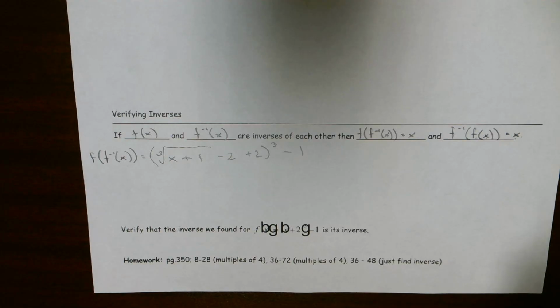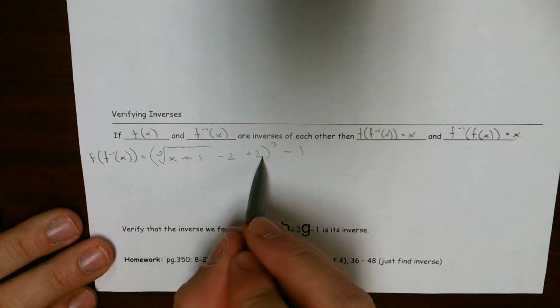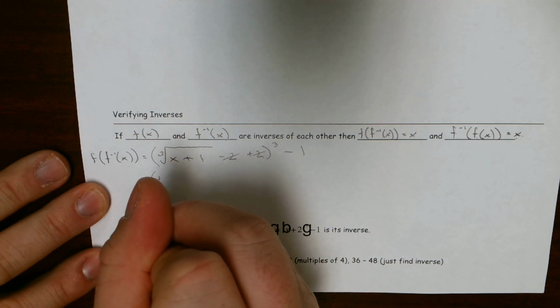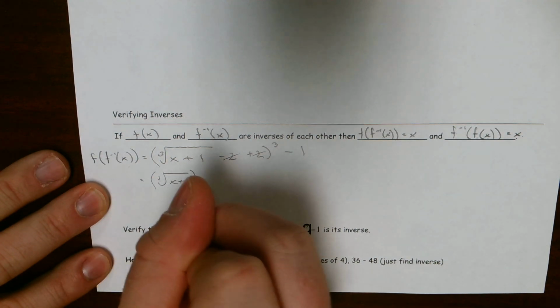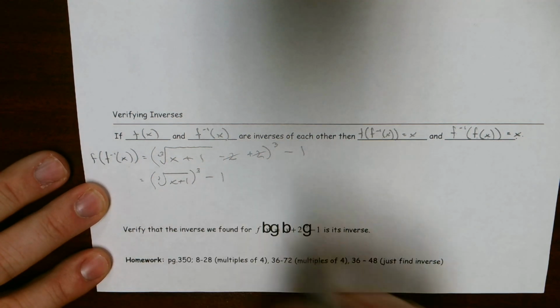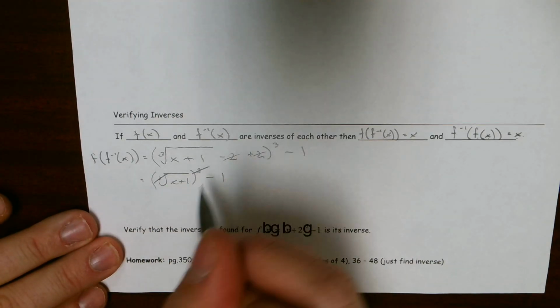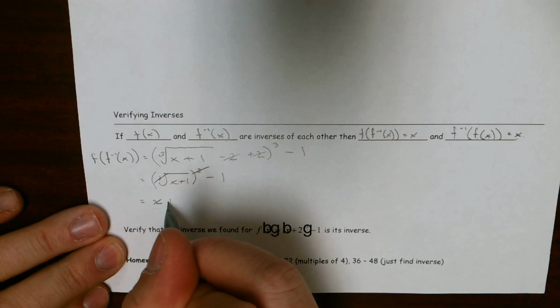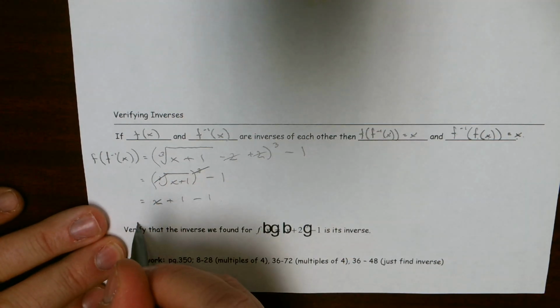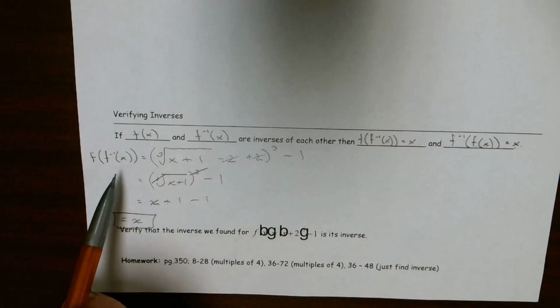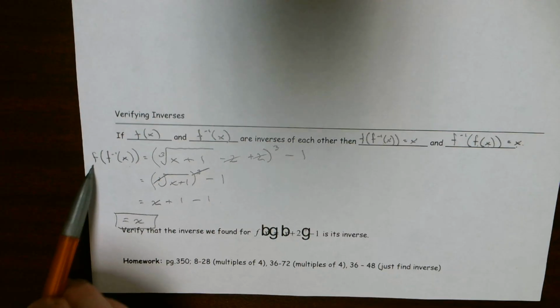So let's take a look and see what happens here. Well, the minus 2's and plus 2's are going to be gonzo. So now we've got the cube root of x plus 1 cubed minus 1. The cube and the cube root are going to cancel out. Leaves us with x plus 1 minus 1, which obviously those cancel out and leave us with equal to x. So when we plug the inverse into the original function, we simplified and got x.